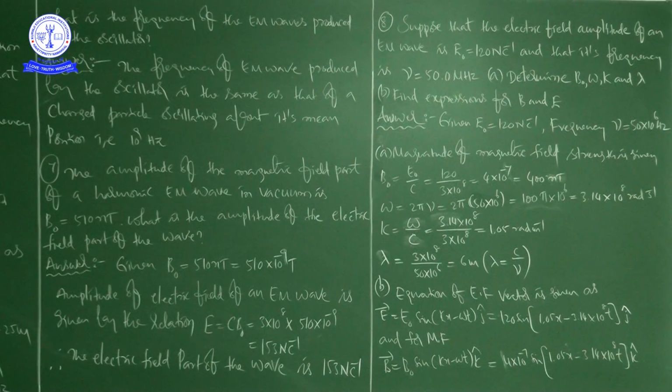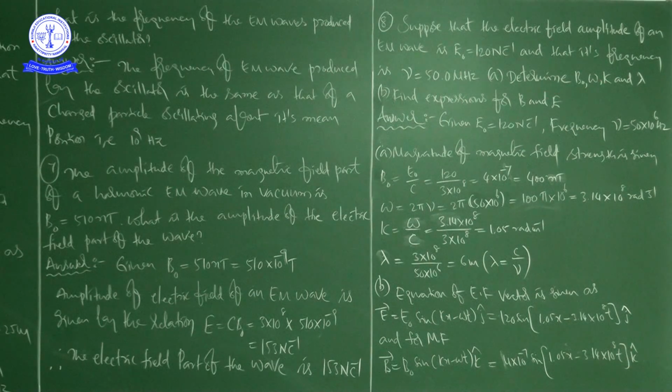So given E naught is equal to 120 Newton per Coulomb. Frequency I am writing directly because it is 50 megahertz. Mega means 10 power 6, so in place of mega I am writing 50 into 10 power 6 hertz. Hertz means cycles per second. Now I am going for A first, and then I will come to B.